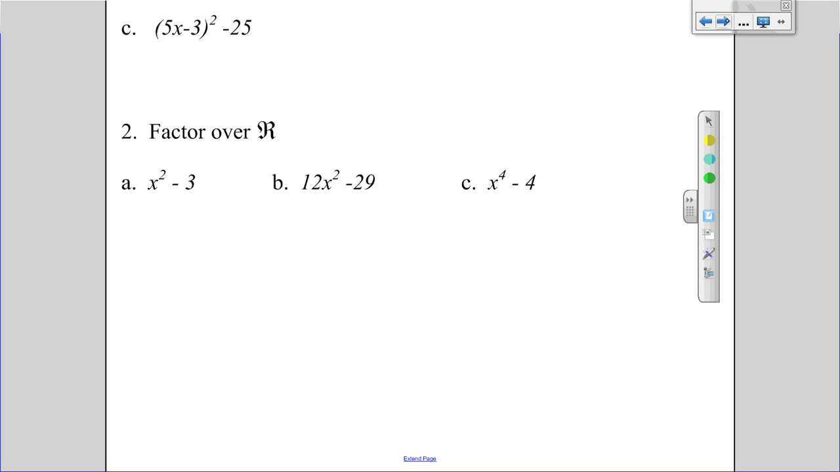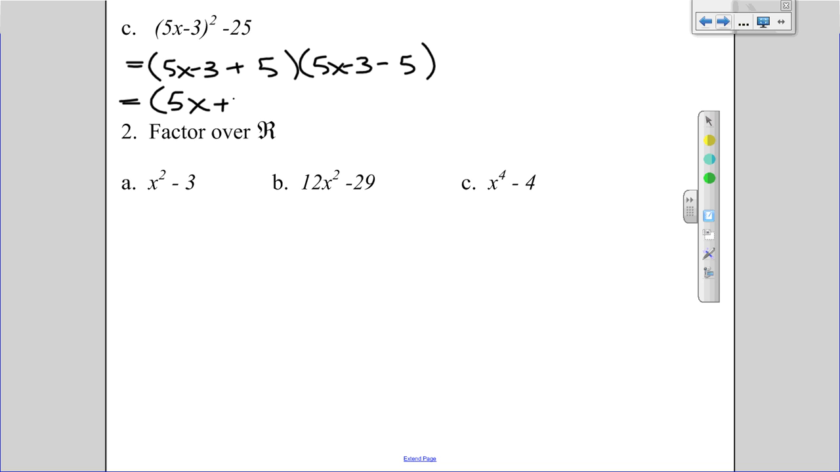If we look at C, it's another difference of squares. We're going to have two sets of brackets, the square root of our first term, and then plus or minus the square root of our second term. Should all be reviewed for you. And here in the brackets, you can simplify. -3 plus 5 is 2, and -3 minus 5 is -8. So factoring. Now that is what we've done before.